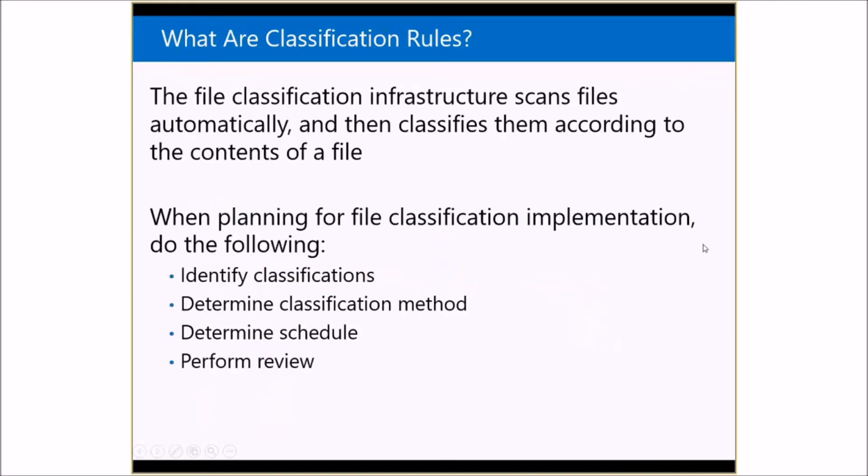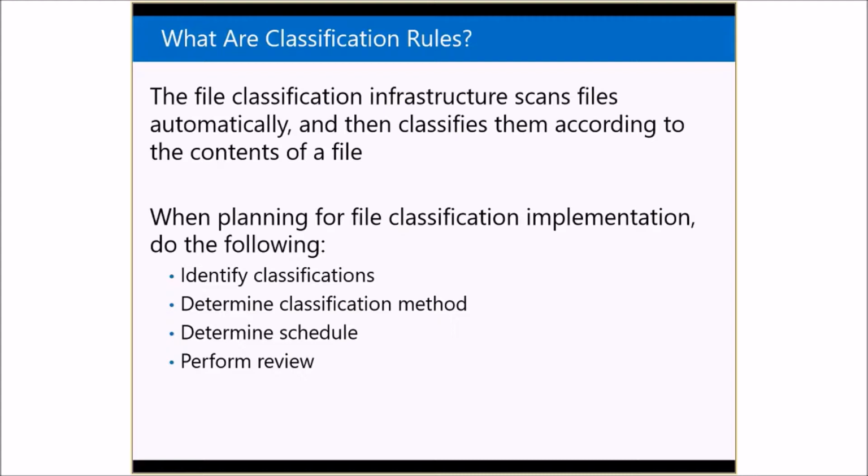So basically it allows us to automatically classify certain files or certain types of files and actually perform an action on it. So a classification rule is where the file classification infrastructure scans the files automatically and then classifies them according to the contents of the file. So it's not necessarily the file name or the file extension, it's the content of the files when we create these rules.